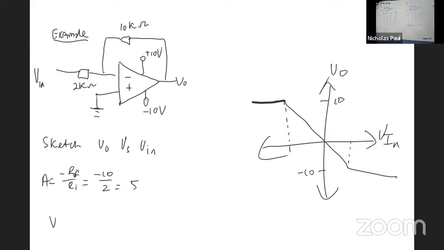So to get the input, we're using the output, which is the supply over the gain, as the formula I gave you last day, right? So that's plus and minus the supply all over the gain. So again, plus and minus 2 volts. So minus 2, positive 2.